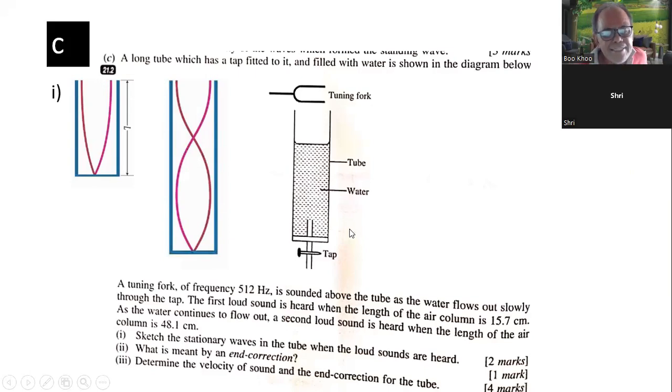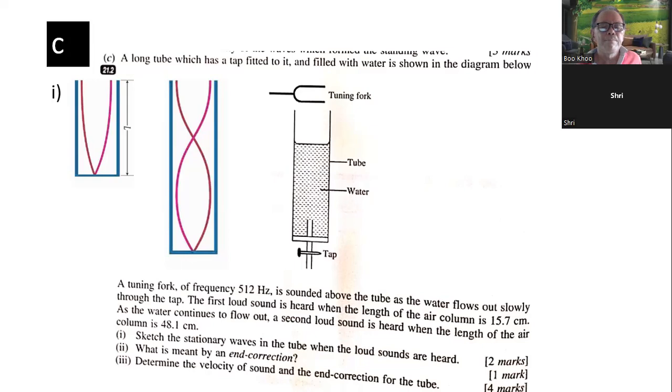What is meant by end correction? Okay. What is meant by end correction? You are not prepared for class, my friend. End correction.